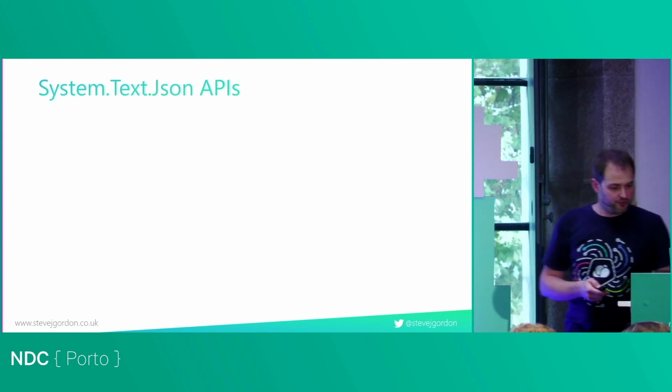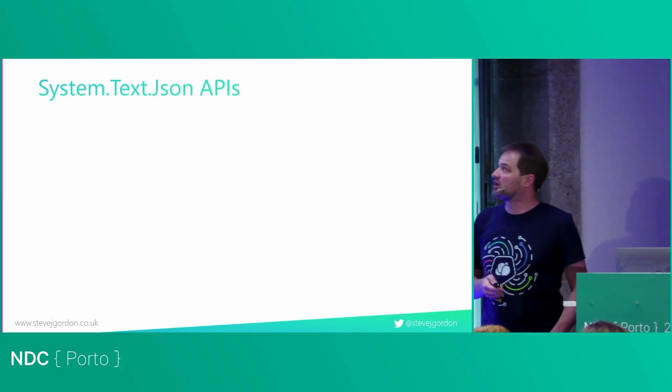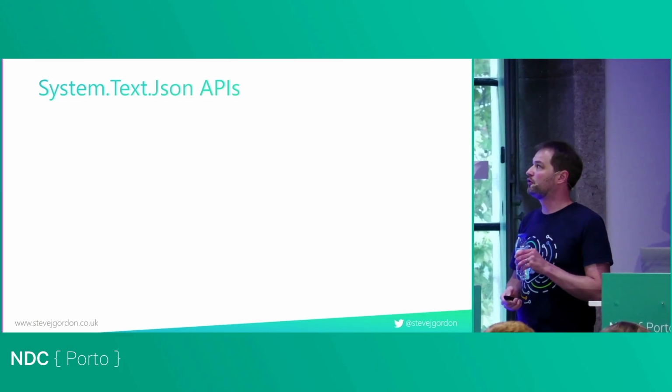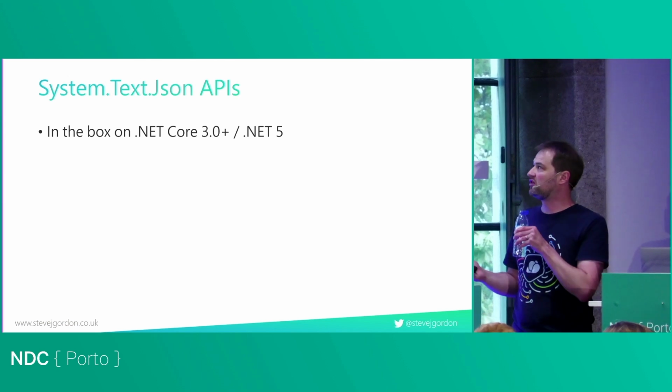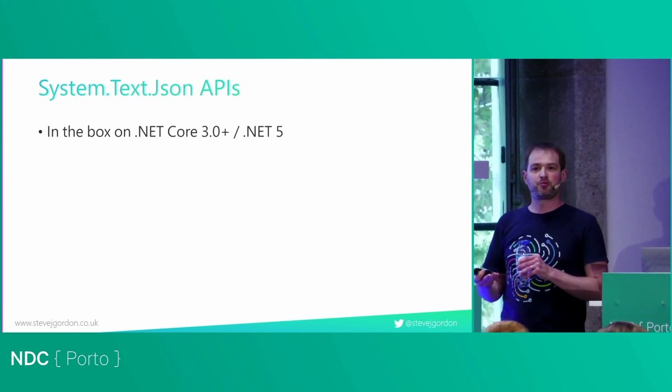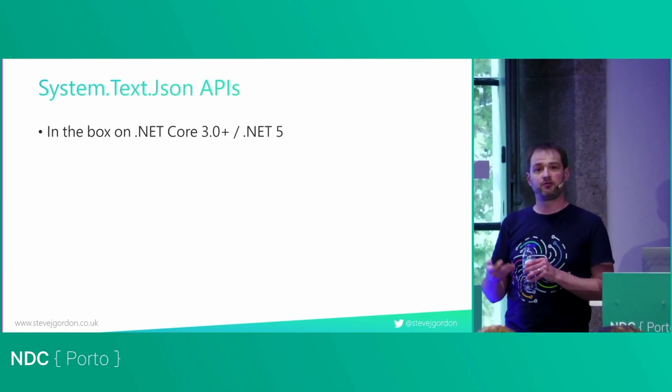So we've got a few minutes left, so I'll very quickly try and go over the System.Text.Json stuff with a quick demo of what that can do for your code. So these have been in the box since .NET Core 3.0. So traditionally, most people will probably be familiar with Newtonsoft.Json for doing JSON parsing.